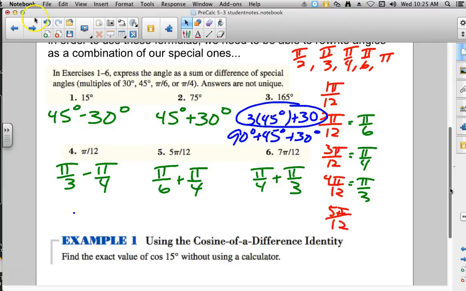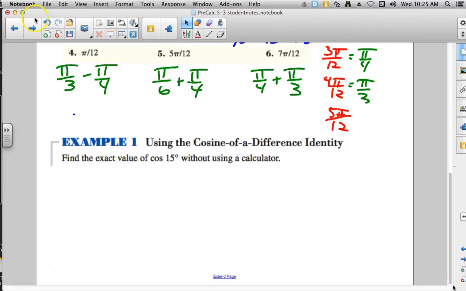That's why I had everybody working with partners, so you can reason through them together and say, is this going to work? Because most people start off saying pi over 4 minus pi over 3, and you realize, wait a minute, I'm going to get a negative, and then you have to flip it around. Fractions are very unique. So again, these are not the only answers. You might have had some other combinations, and that's just fine. But what we want to use this for is to find exact values for numbers that don't necessarily show up on our unit circle, but we can relate them to our unit circle.